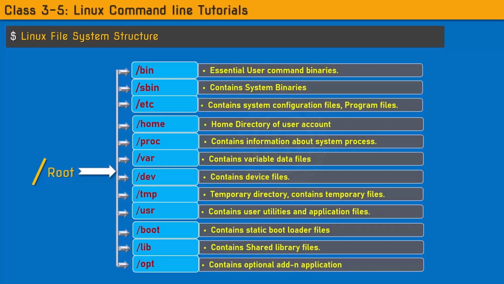Then proc stands for system processes and contains information about system processes. Then var, which contains variable data. We have dev, which contains device files. Then we have tmp, which contains temporary files. We have user utilities and applications under the usr folder, under boot we have static bootloader files, the lib folder contains shared library files, and opt contains optional applications, basically add-ons.